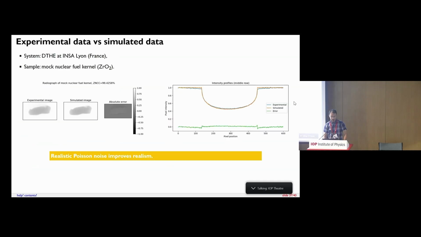And when we look at actual data, so we got experimental data here and simulated data here, it looks like that the absolute error is relatively small. And when we plot a diagonal profile, no, that's the center row actually, you can see that this is a relatively good match.